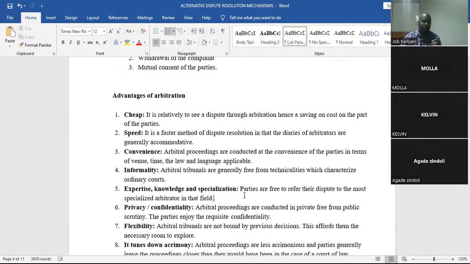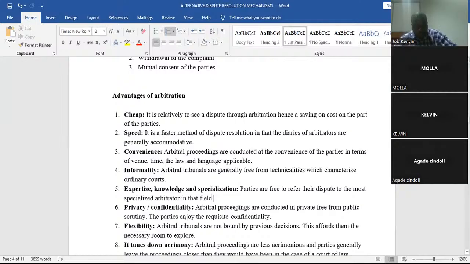So there's a lot of expertise, knowledge, and specialization. Parties are free to refer their dispute to the most specialized arbitrators in that particular field. So you can choose the best arbitrators in the whole of the country. So you bring them to resolve the matter. Privacy and confidentiality. Arbitral proceedings are conducted privately, free from public scrutiny. So the parties enjoy the requisite confidentiality.